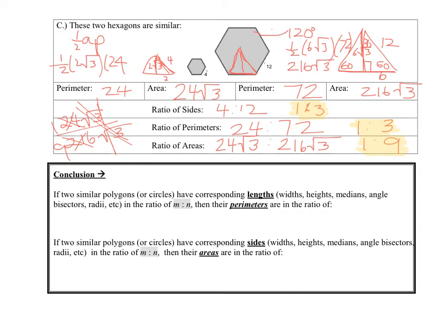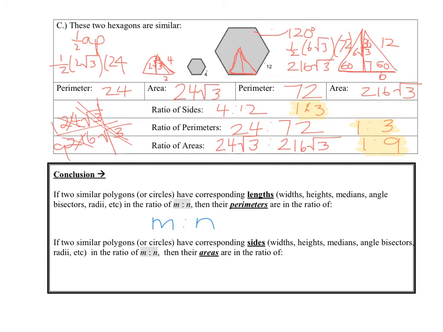Okay, so if two similar polygons or circles have corresponding lengths, meaning their widths, their heights, their medians, their angle bisectors, their radii, any length that we know that are corresponding in the shapes, if their ratio is from m to n, like in this hexagon case it was 1 to 3, then their perimeters are also in that same ratio of m to n. It doesn't change. The perimeters have the exact same ratio as whatever the sides are, or whatever the heights are, or whatever the medians are.